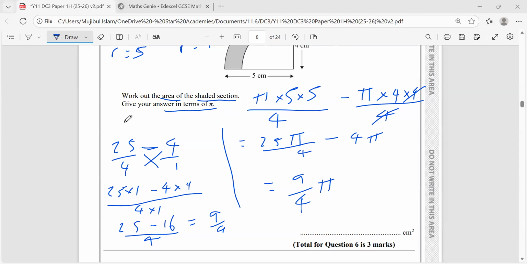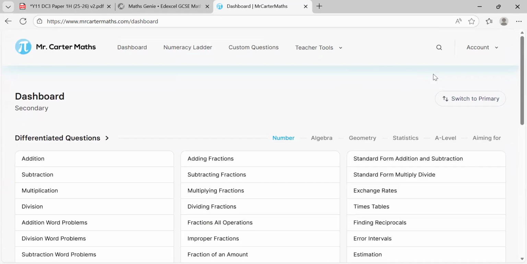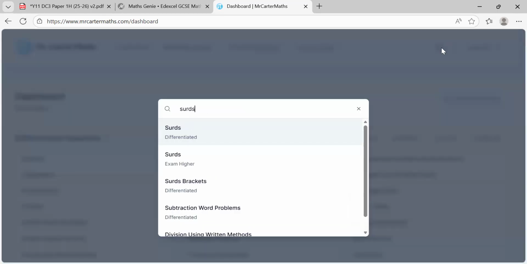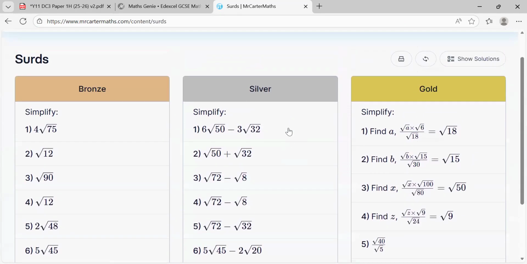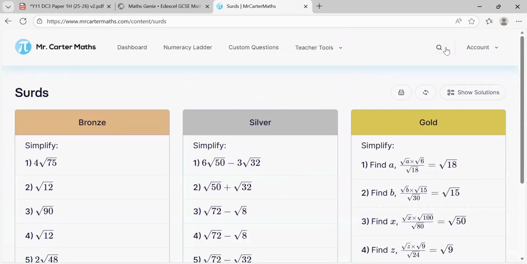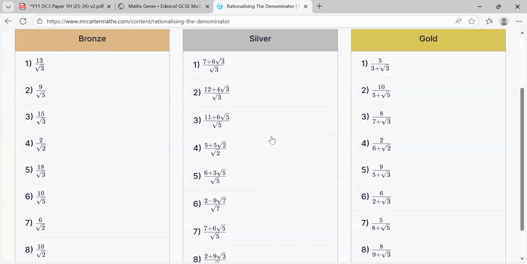But we're going to look at surds today. We're going to look at surds and rationalizing the denominator. The key thing to remember with surds is, well, let's rationalize the denominator first. Let's start it off with easy, and then we'll look at exam questions.